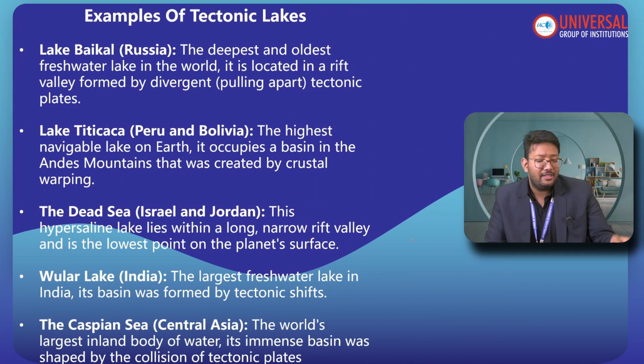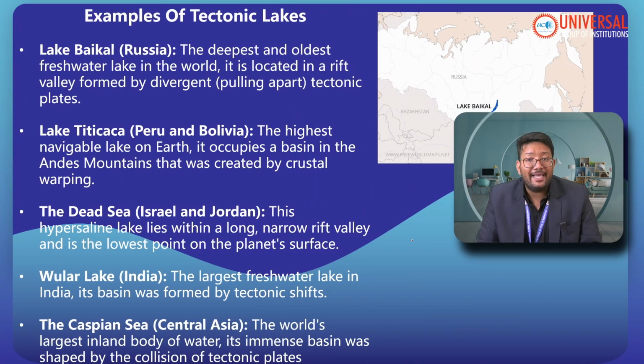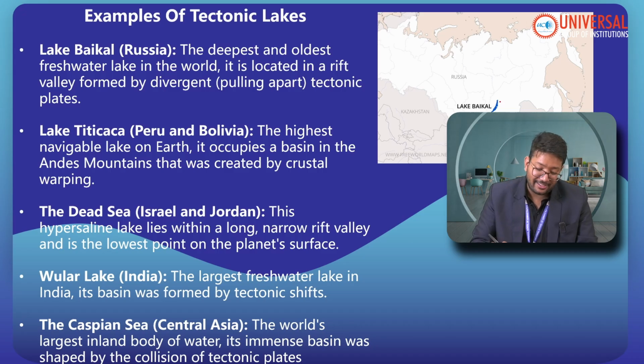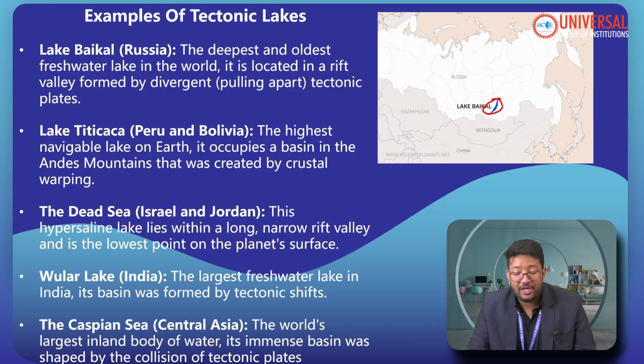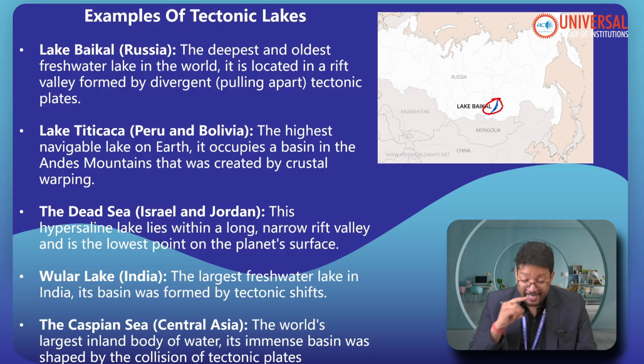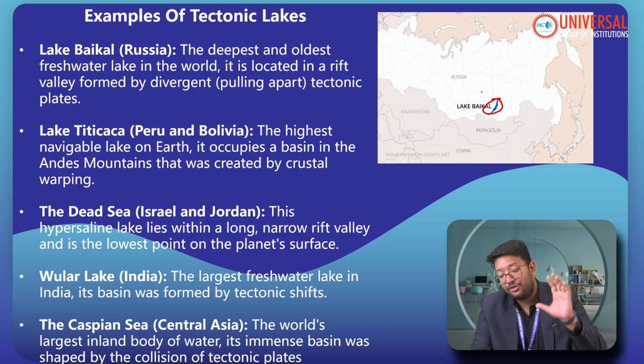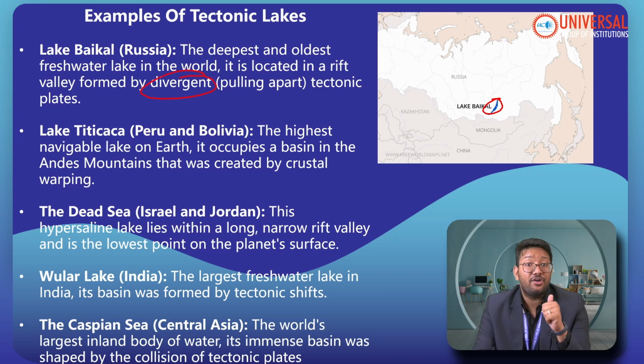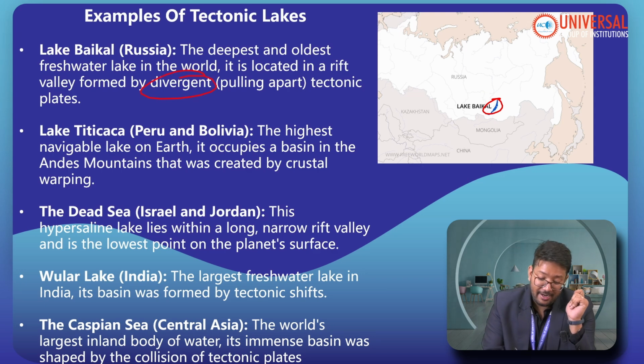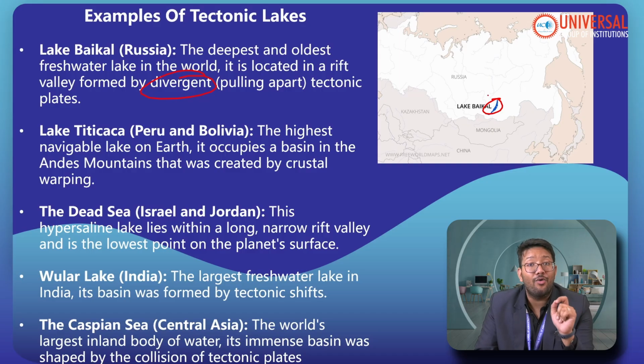Examples of tectonic lakes are Lake Baikal in Russia. As you can see on the map, it is just above Mongolia. It is the deepest and oldest freshwater lake in the world. It is located in the Rift Valley, formed by whom? Divergent tectonic plates. In the examination, a question can be asked whether Lake Baikal is the result of divergent or convergent. The answer would be divergent. It is also the largest freshwater lake in the world, Lake Baikal.